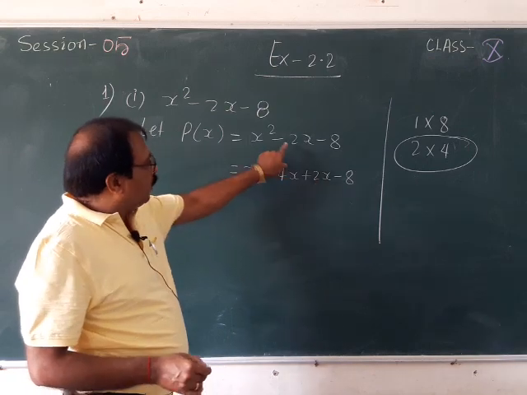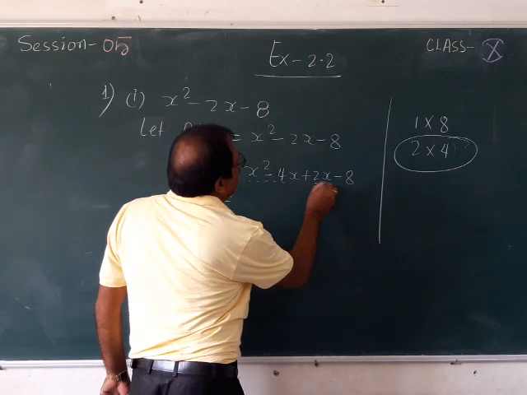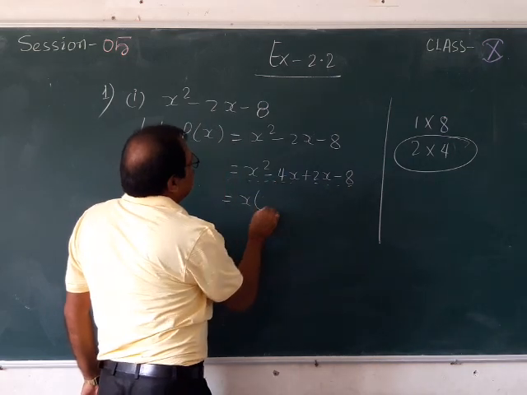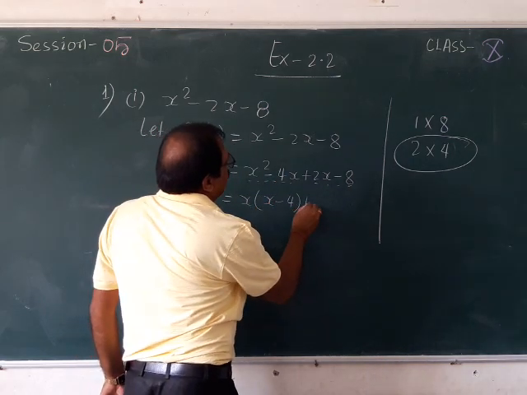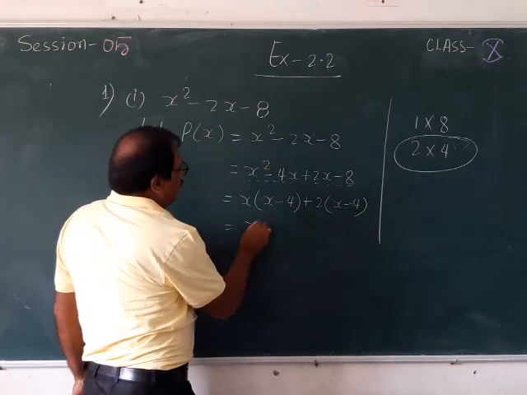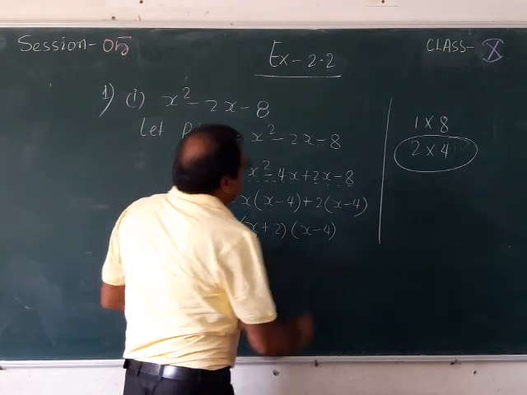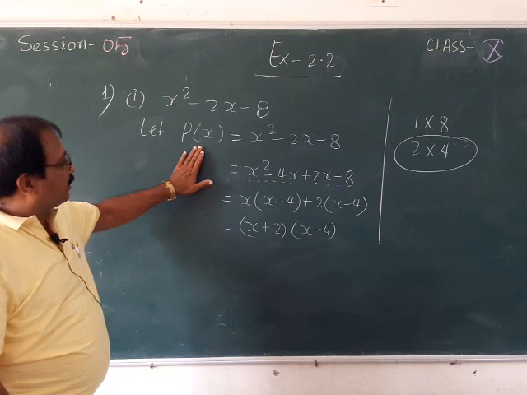Minus 4x plus 2x will give me minus 2x. Now, if I take common from here and here, from here x is common, giving x minus 4, and 2 is common, then x minus 4. Further, it can be written as (x plus 2) into (x minus 4). It is the factor of this p(x).